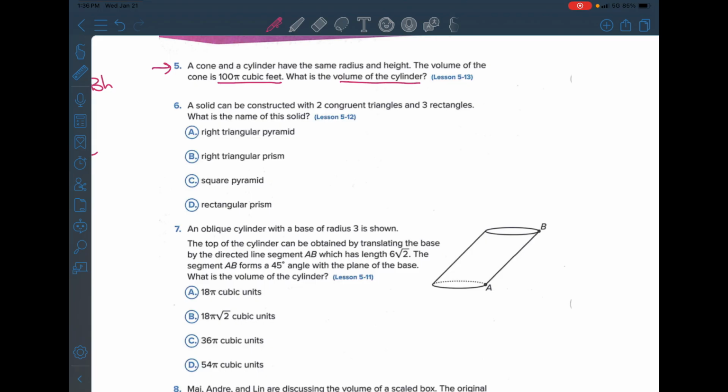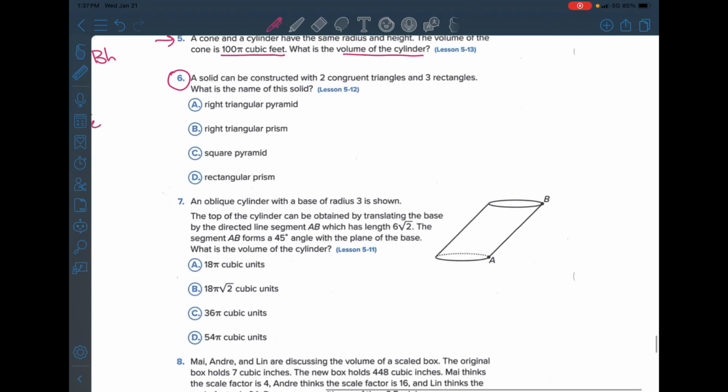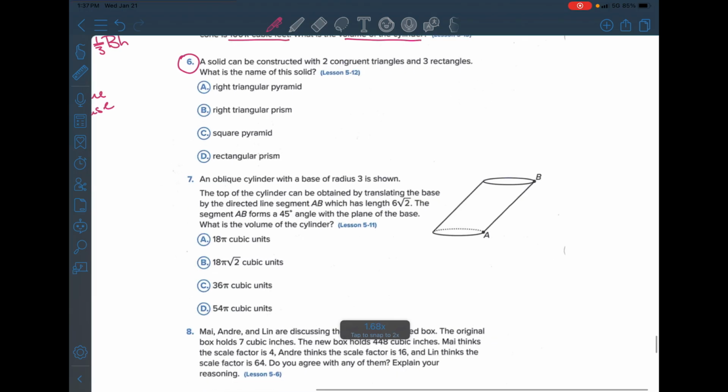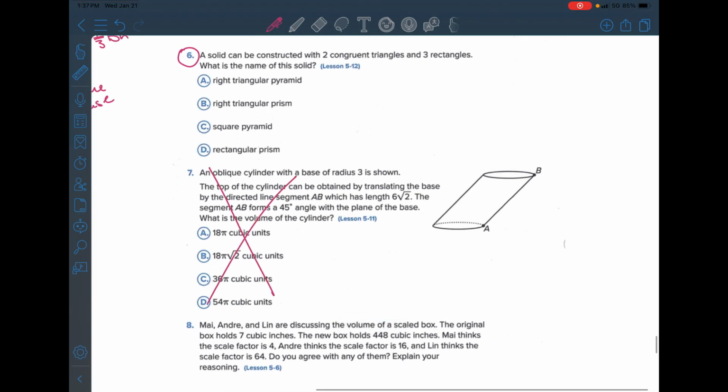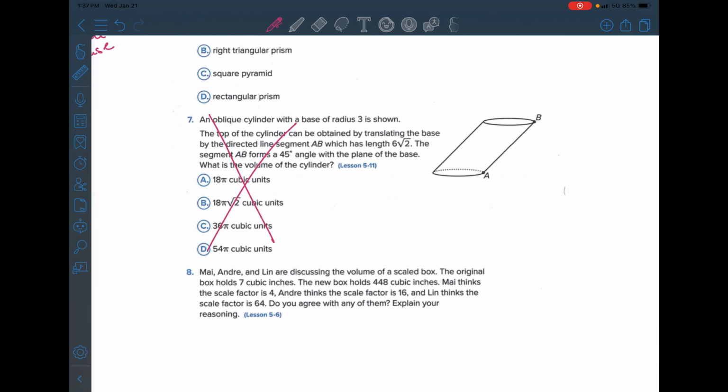Number 6, a solid can be constructed with 2 congruent triangles and 3 rectangles. What is the name of the solid? I want you to give me the name of the solid for number 6. We're going to omit number 7, and we're going to omit number 8.